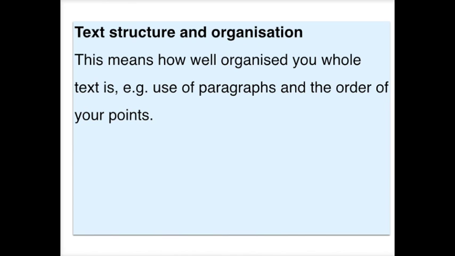Then we have text structure and organization. So this is not looking at the work on a sentence level, it's looking at the complete piece of work. So this means how well organized your whole text is. So this is looking at the paragraphs and the structuring or the ordering of those paragraphs. And there should be a reason for the ordering of the paragraphs. It should make some kind of logical sense.